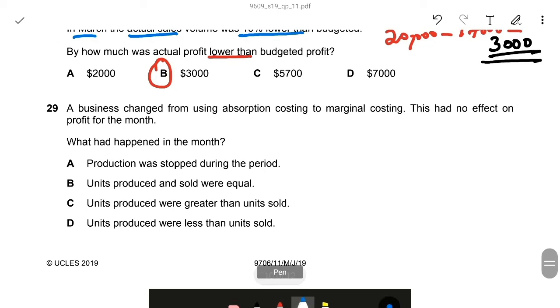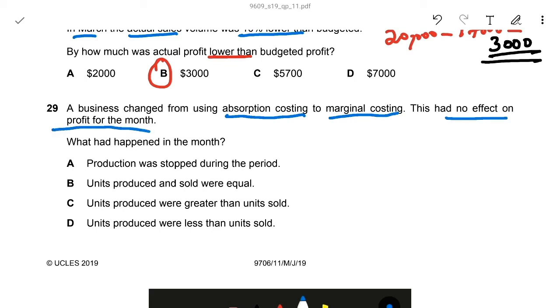Next 29. A business changed from using absorption costing to marginal costing. This had no effect on profit for the month. There is no effect in the profit. What happened in this month? Let's check. A production was stopped during the period. No, the first answer is wrong. The second one, units produced and sold were equal. That means the production and selling is equal. Then there is no profit and no loss. The correct answer is B.